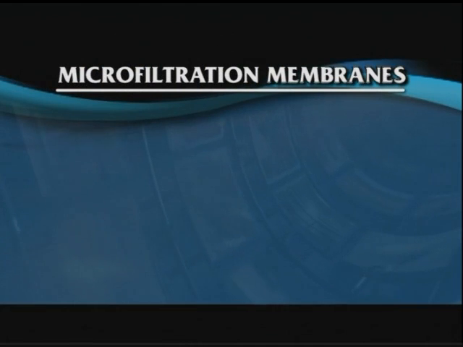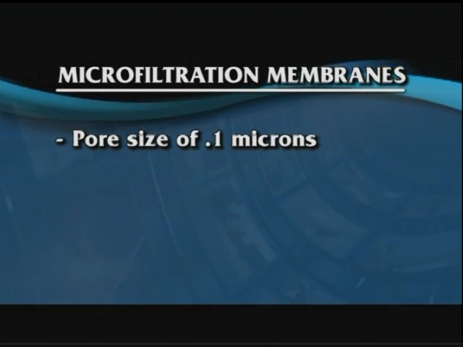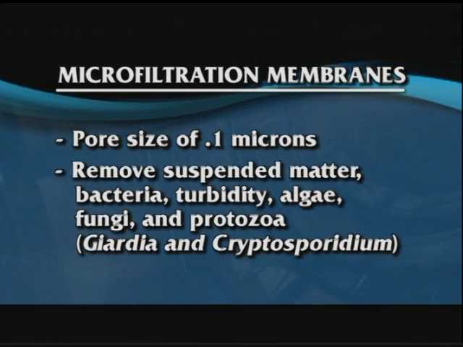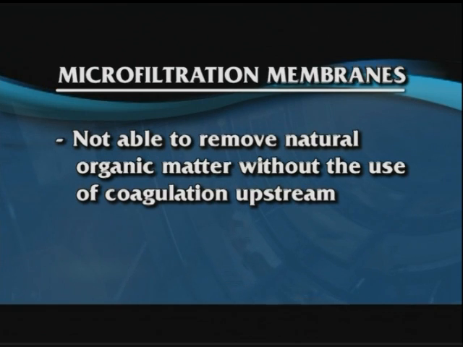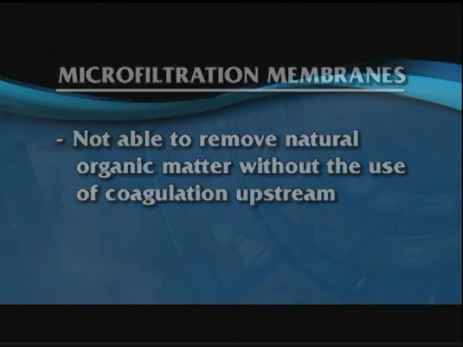Microfiltration membranes typically have a nominal pore size of about 0.1 microns. Those pores remove suspended matter, bacteria, turbidity, algae, fungi, and protozoa such as Giardia and Cryptosporidium. Microfiltration membranes are not effective for the removal of viruses or disinfection byproduct precursors. They are also not able to remove natural organic matter without the use of coagulation upstream.